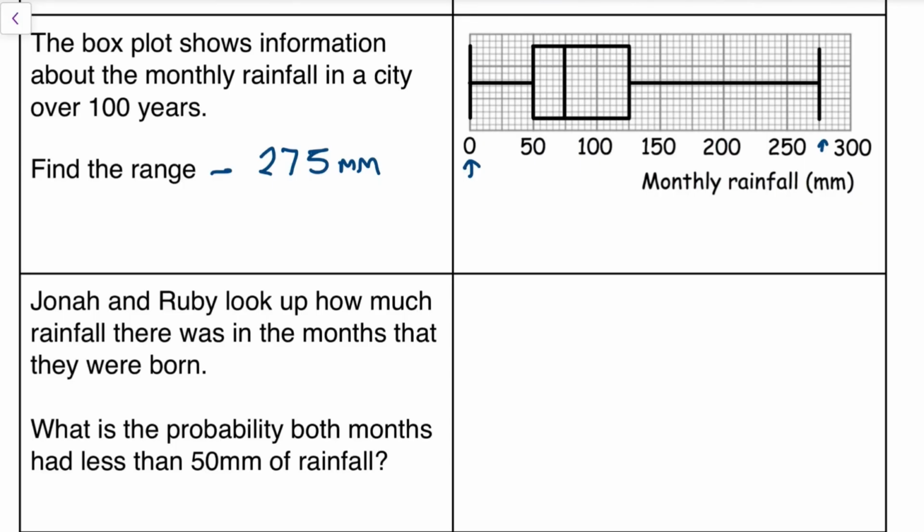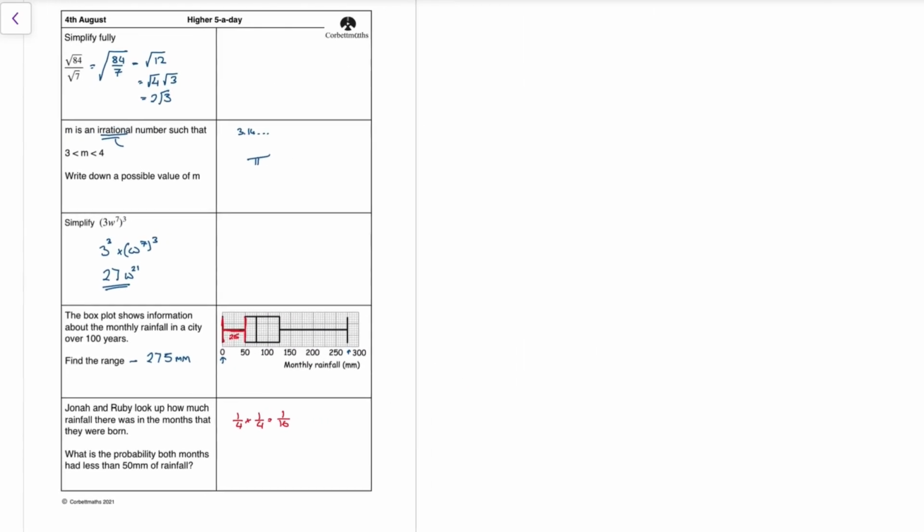Next question. Jonah and Ruby look up how much rainfall there was in the months that they were born. What's the probability both months had less than 50 millimeters of rainfall? Now, both months implies 2 different months, I guess, but it should work anyway. Okay, now, this is a clever question because it relies on you realizing that this here, between these 2 points, less than 50, is the lower quartile, which means that's 25%. 25% is a quarter, so it's a quarter times a quarter, which is a 16th. Or you could do 0.25 times 0.25. Either way, question's done.